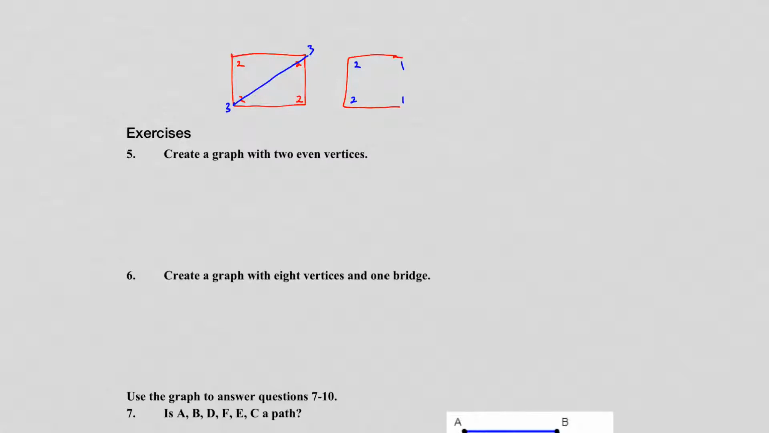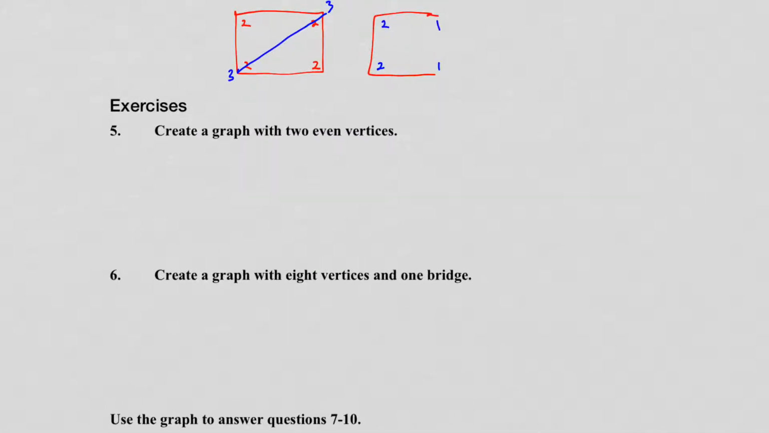Okay. So this one is create a graph with 2 even vertices. How would you do that? First, those are your 2 vertices. Now we've got to get those to be even. That means I can have 2 or 4 or 6 or 8, any of those. But why go more complicated? Just keep it at the smallest number, 2. How can we get both of those to have 2 paths connecting to them?